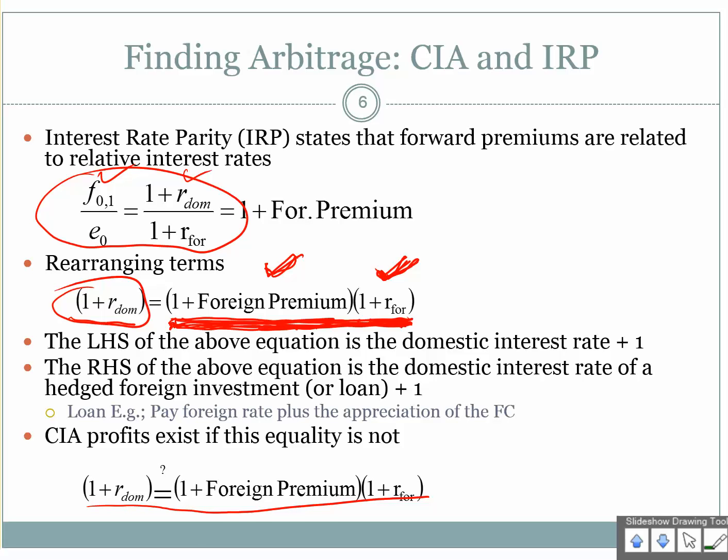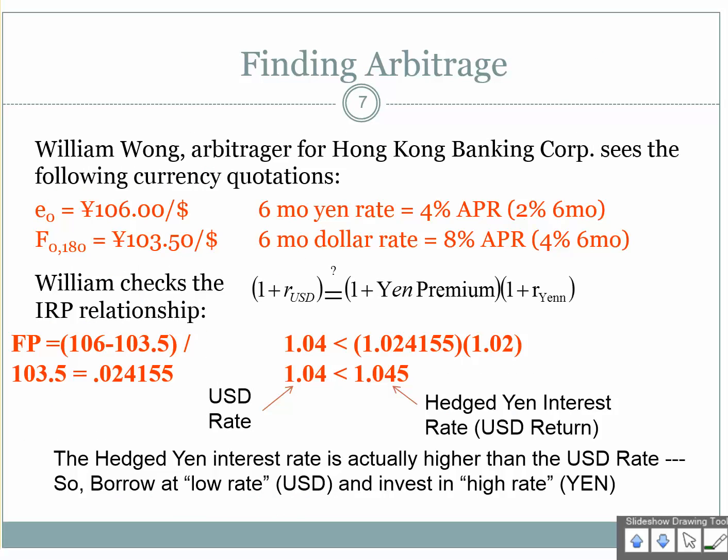So now we can determine whether covered interest arbitrage exists by checking this equation. So let's look at an example. Say William Wong, an arbitrager for Hong Kong Bank, sees the following on his Bloomberg screen. The spot price of the yen is 106 with a forward price of 103.5 for a 6-month, 180-day delivery. Yen interest rates are 2% for 6 months, 4% APR. Dollar interest rates are 4% for 6 months, 8% APR.